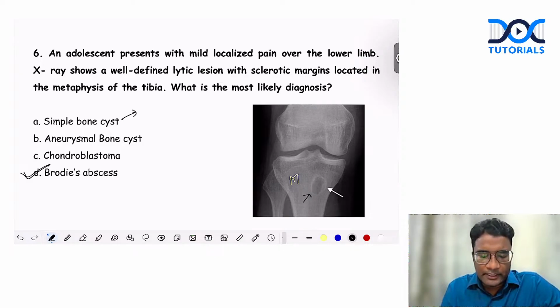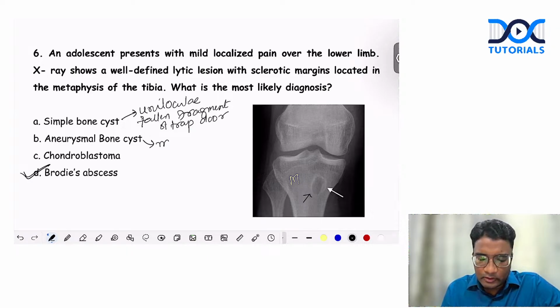Simple bone cyst, what is the finding that you have? You have a unilocular lesion. And what are the findings that you have in simple bone cyst? Fallen fragment, as well as the trapdoor, right? So fallen fragment or the fallen leaf sign and trapdoor sign. These are features of simple bone cyst.